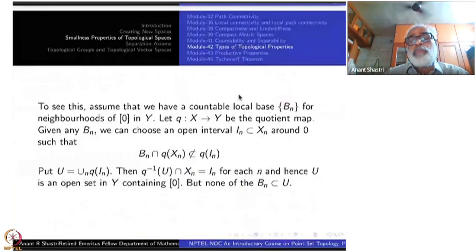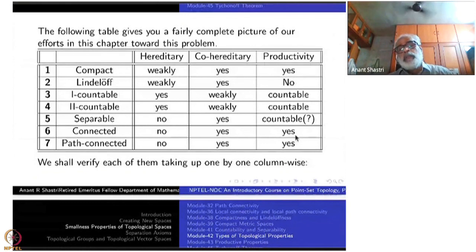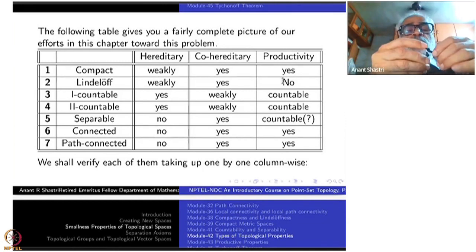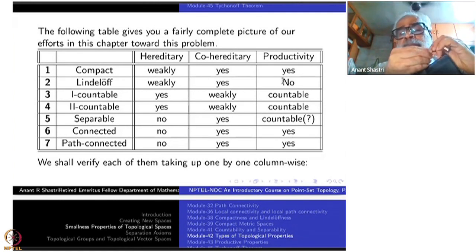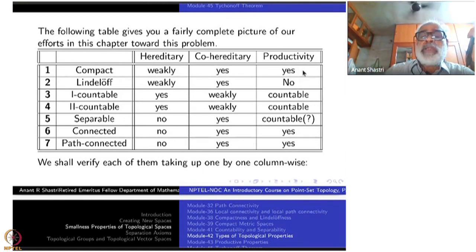So now we come to the third column here, product. What we have seen is that the product of finitely many compact sets is compact. Have you seen that? Yes. But Lindelof space, one doesn't know. Finite is still true, but productivity as such means that it should be an arbitrary product also. So here I am saying yes, but we don't have a proof for arbitrary products, not even countable products. Finite products we know. Similarly, for Lindelof, we don't know.